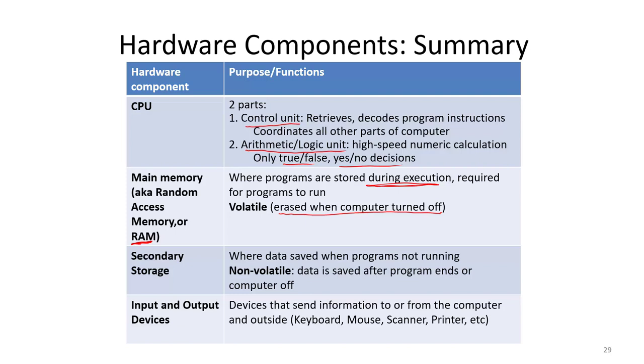Next, secondary storage. This is where we save our data when the programs are not running. Think of data files on your computer. These files are non-volatile because even after we end our program, even after we turn off our computer, that data is still there. So the data is still saved even after our program ends, or even after we power off.